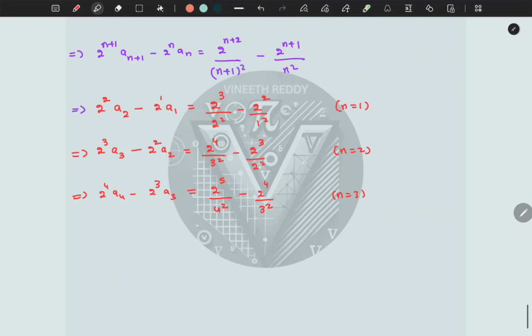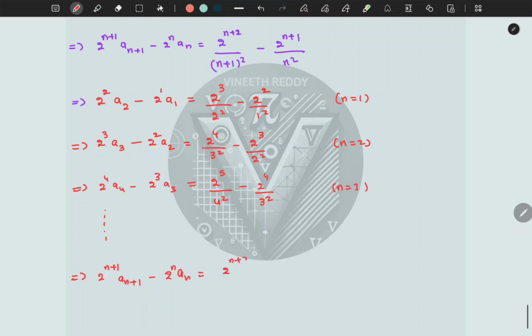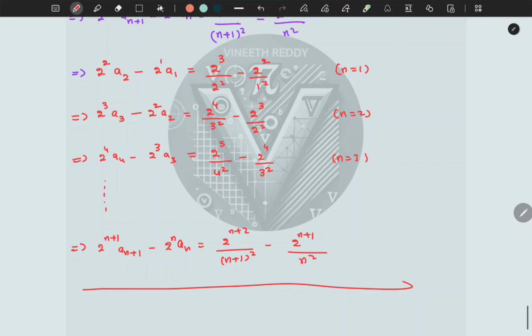Are you able to see this alternate positive and negative terms, right? This, and then we have this and this, right? Are you able to see this? That means, and so on. Let me write the last term as 2 power n plus 1 a(n+1) minus 2 power n a(n), that should be equal to 2 to the power n plus 2 by (n plus 1) whole square minus 2 to the power n plus 1 divided by n square. So if I add all these terms, what will happen, dear students? So this gets cancelled.